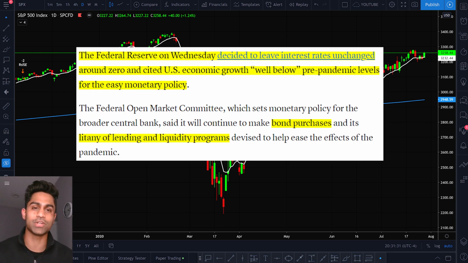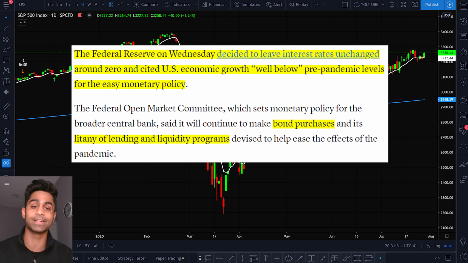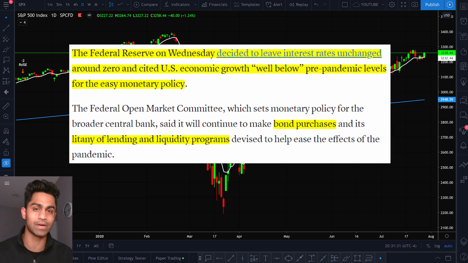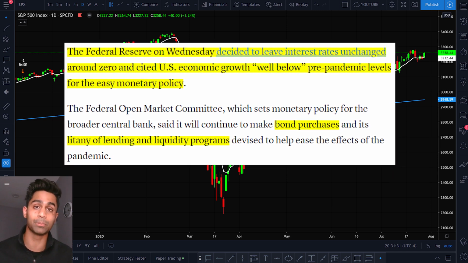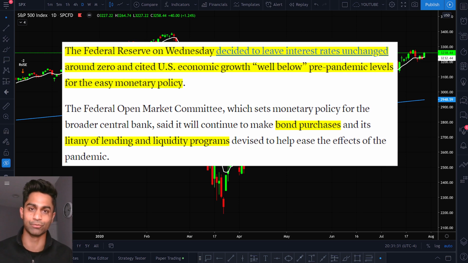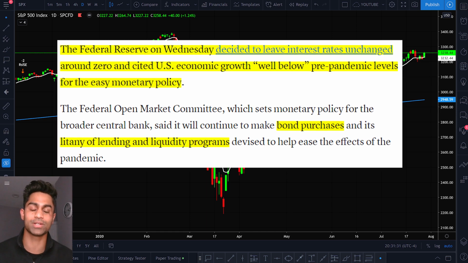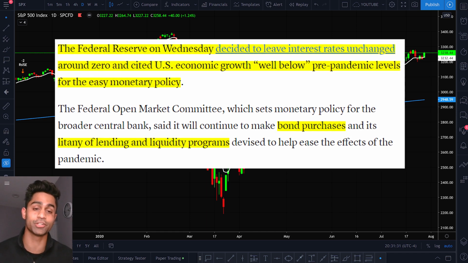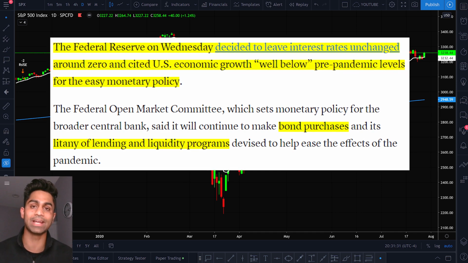So the first thing we're going to talk about is the interest rate. Jerome Powell and the Federal Reserve decided to leave interest rates unchanged around 0 and cited that the US economic growth is well below the pre-pandemic levels. So the FOMC, which is the Federal Open Market Committee, said that they're going to continue with their corporate debt purchase program, where they buy corporate bonds and they continue their liquidity and lending programs.